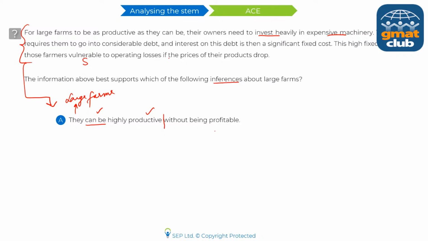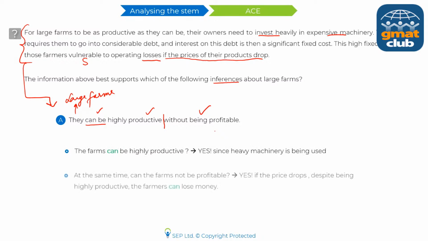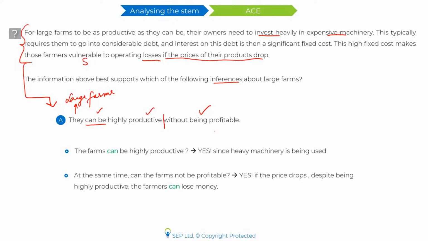Okay, we were talking about a scenario that if the prices drop, there might be some losses. Which means even if the farms become highly productive, there might be no profit. Farms can be highly productive. At the same time, can the farms not be profitable? Yes, if the price drops, they may not be profitable. So A definitely is an inference.